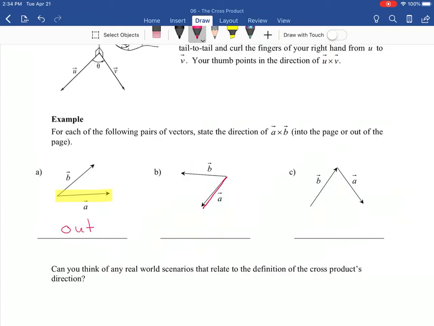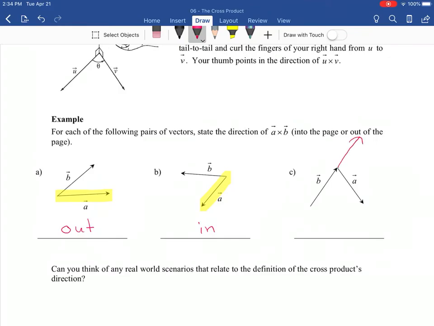Take a look at this one and try and put your fingers along a. Put the fingers of your right hand along a here. If you put them so that your palm is sort of facing towards you, you see your fingers won't wrap towards B. We need them to wrap towards B. So you need to turn your hand over, and this is really difficult to do, but to put your fingers along A in such a way that the palm is towards B, and then you can wrap your fingers towards B, and you should see that your thumb points into the page, not out of the page.